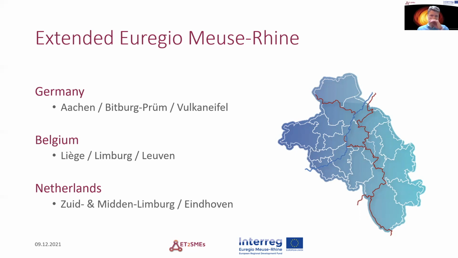Now, first of all, in Germany, it involves the regions Aachen, Limburg, Prüm, and Vulkaneifel. In Belgium, we have the regions Liège, Limburg, and Leuven. And in the Netherlands, finally, we have the regions Zuid and Midden-Limburg and Brainport region Eindhoven. So this is, let's say, the key area, the target area of the project and also of the vouchers.